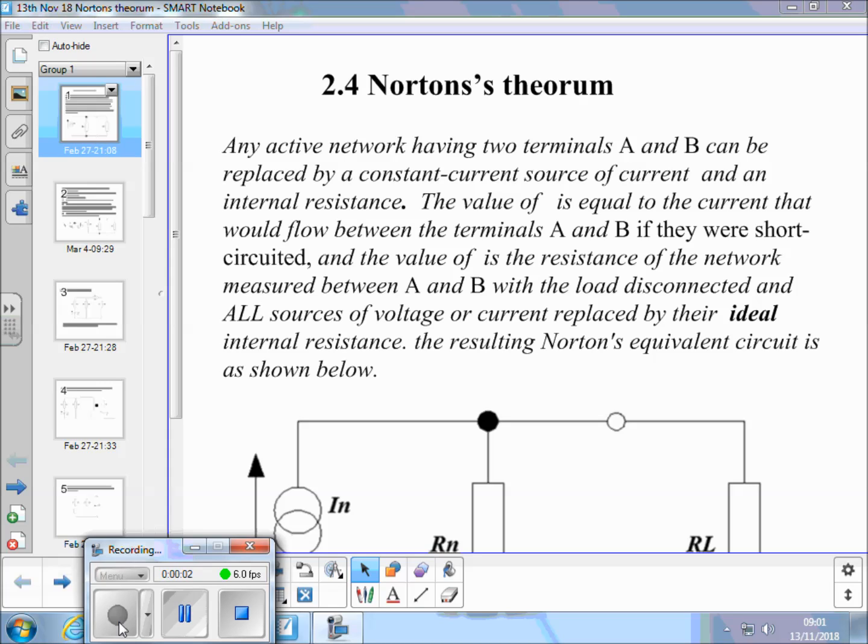Right, gents, so we did Thevenin's theorem last week. This week we're going to do Norton's theorem.